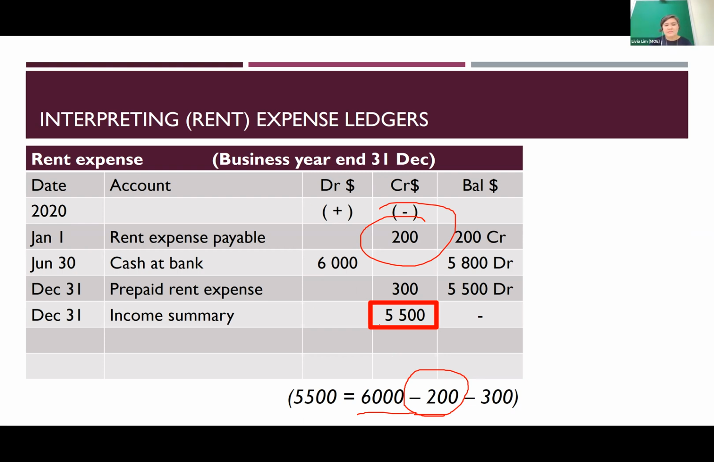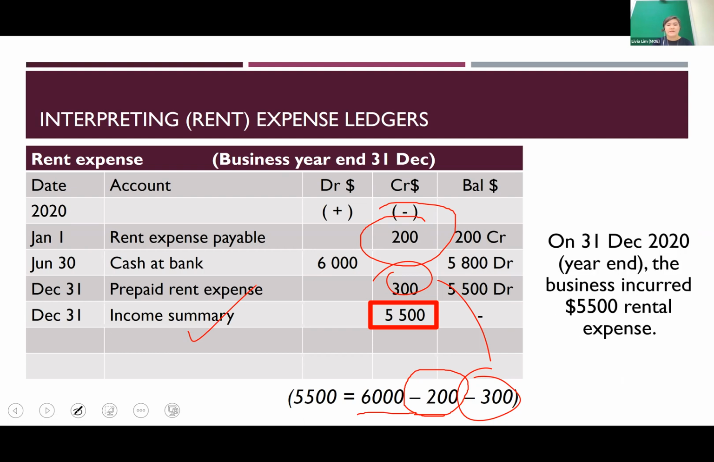And then I need to deduct away my $300 as well. This $300 over here. Why do I deduct that $300? It's because it's a prepaid rent expense. I'm going to use it next year. Since I'm going to use it next year, I have not used it this year, and therefore I deduct it away. So how would I describe this income summary?